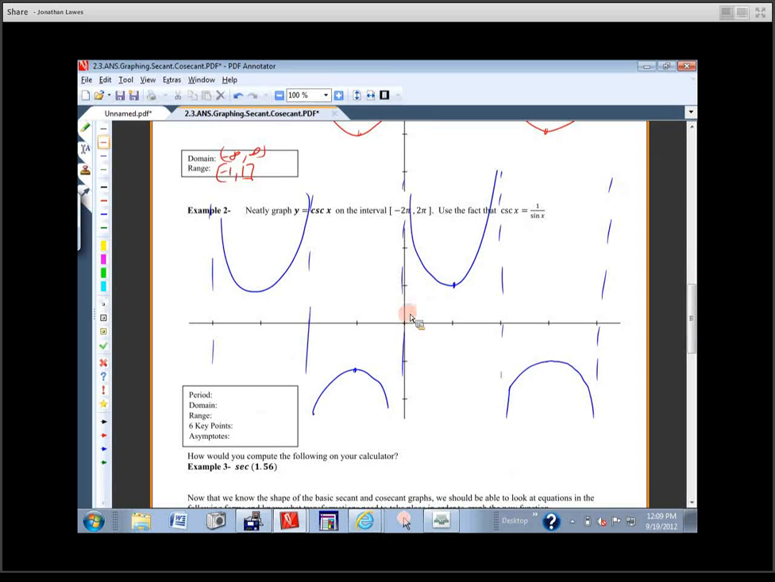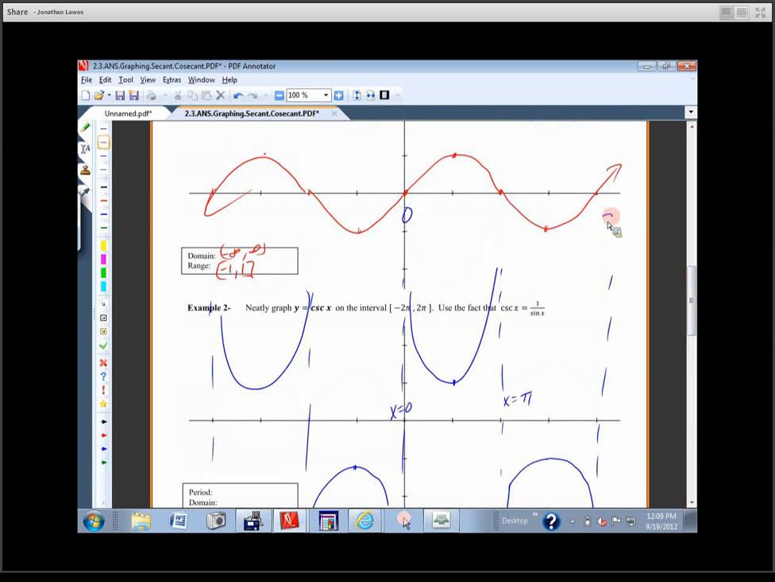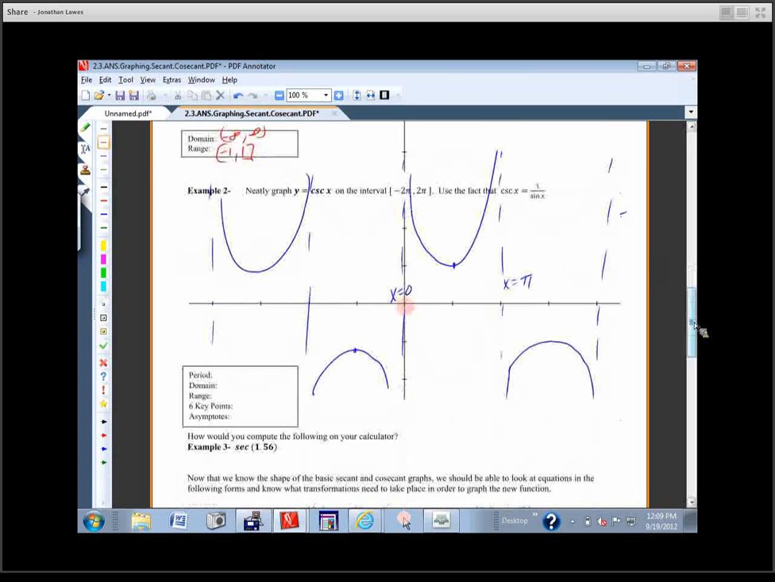Okay, watch please. Where is this asymptote? X equals 0. Where's this one? It'd just be pi, wouldn't it? This goes from 0 to 2 pi for one cycle, so that would be at pi. So this is 0, pi, and this would be at 2 pi. This would be at negative pi, and this would be at negative 2 pi.